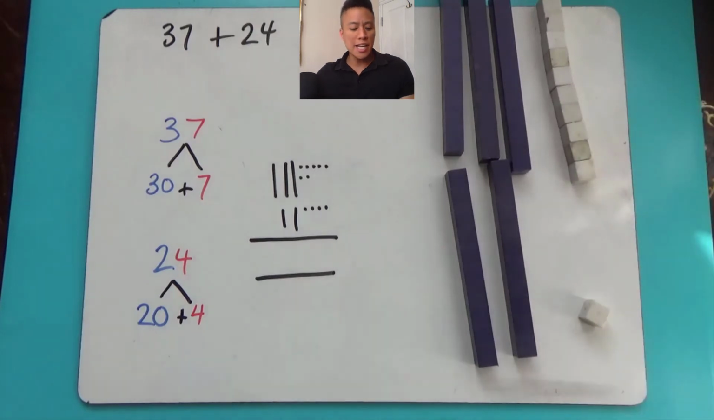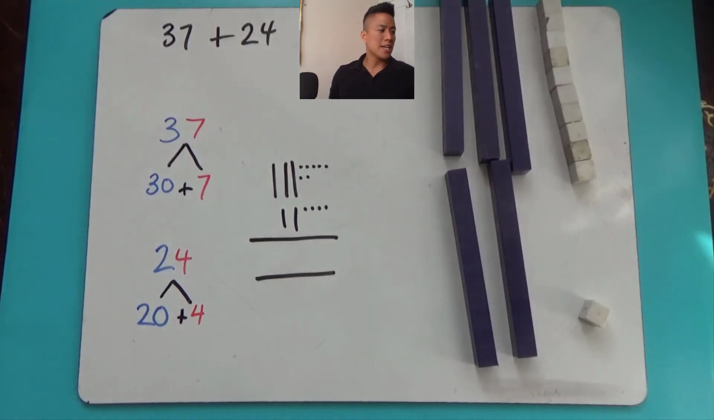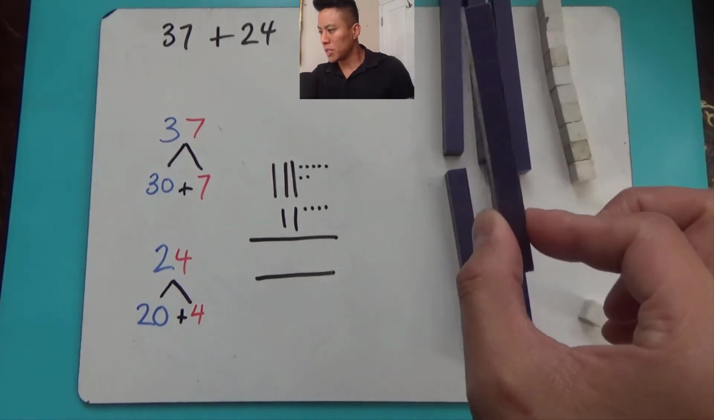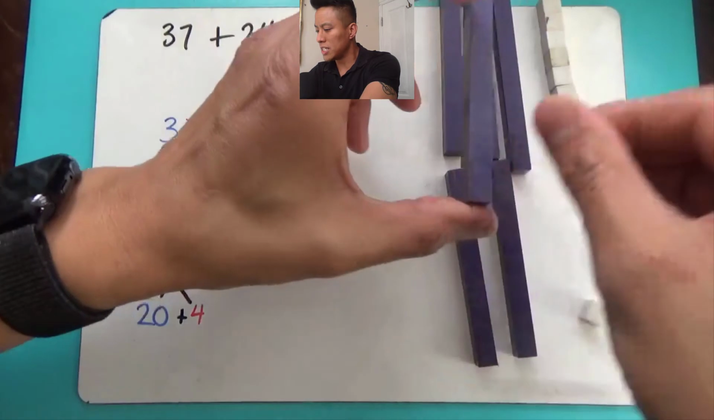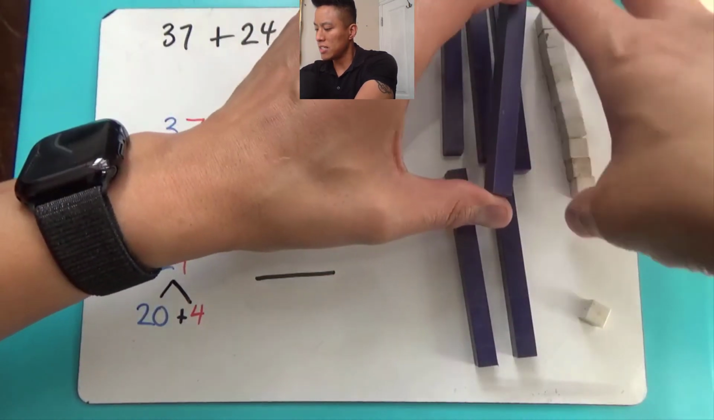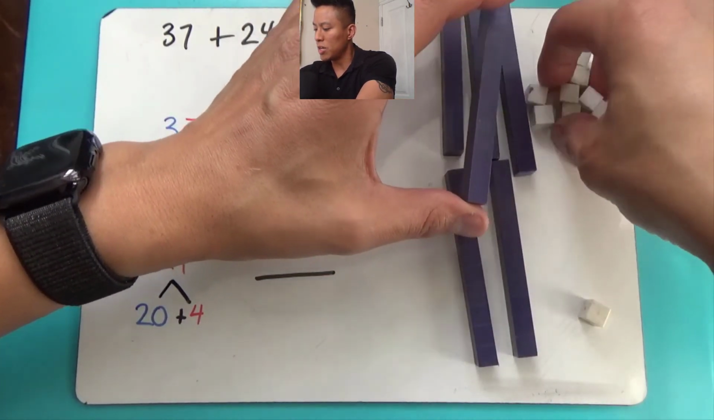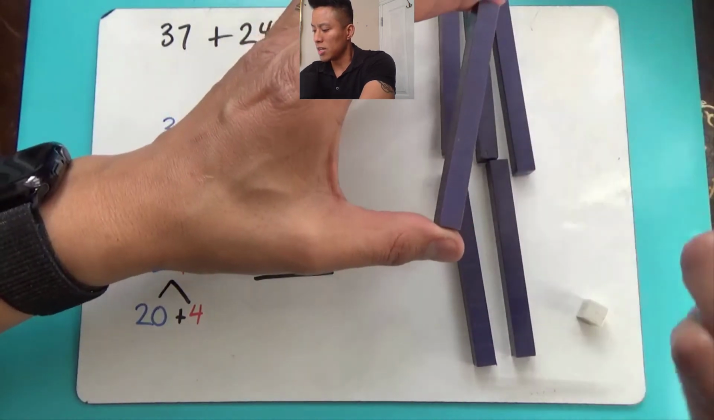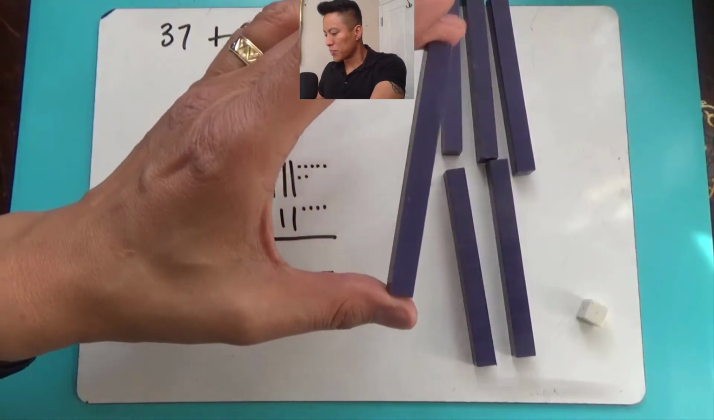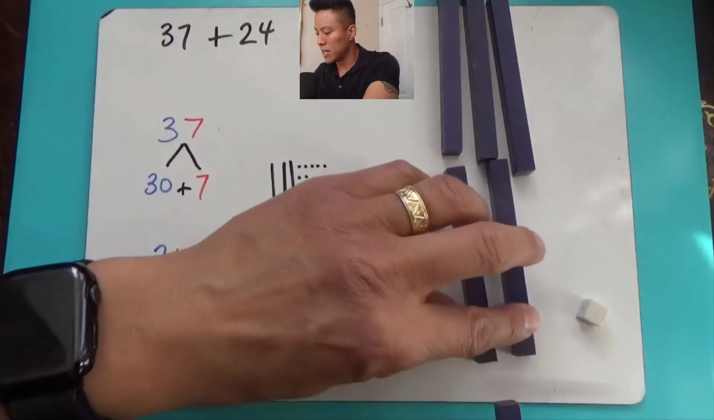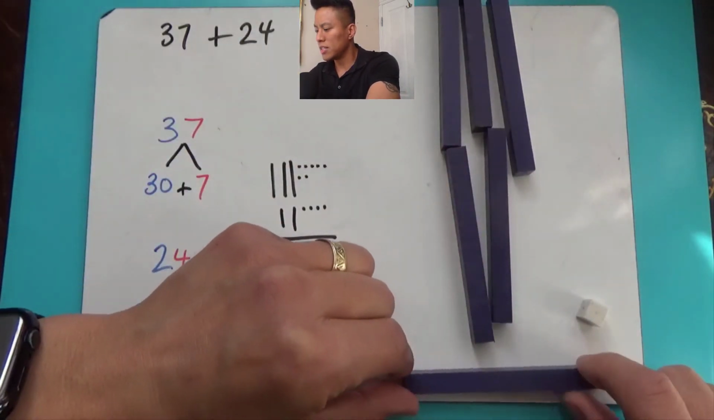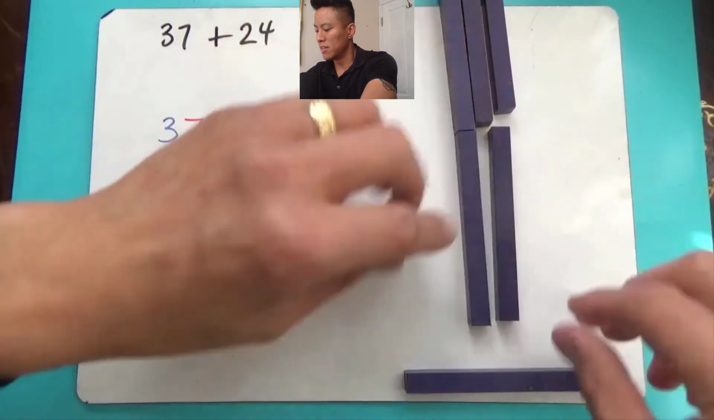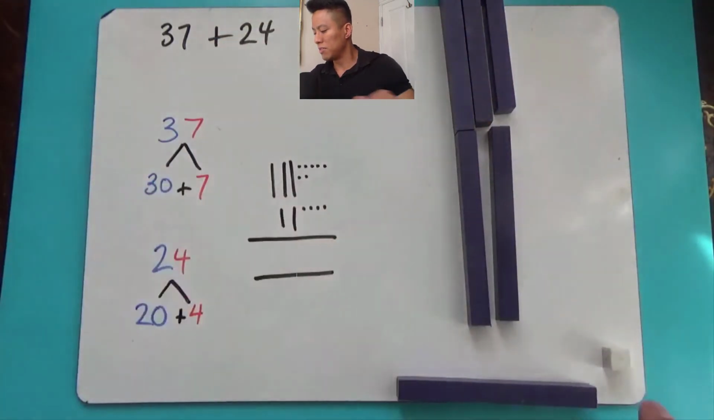I can exchange these 10 ones for 1 ten. And we get 1 ten. So here's my 1 ten. I'm going to exchange it. Yes, give me all of that. The 10 ones becomes 1 ten. So here we go. I've got 1 ten. And I'm going to put this 1 ten underneath here. See that? Now I've got 11. See?